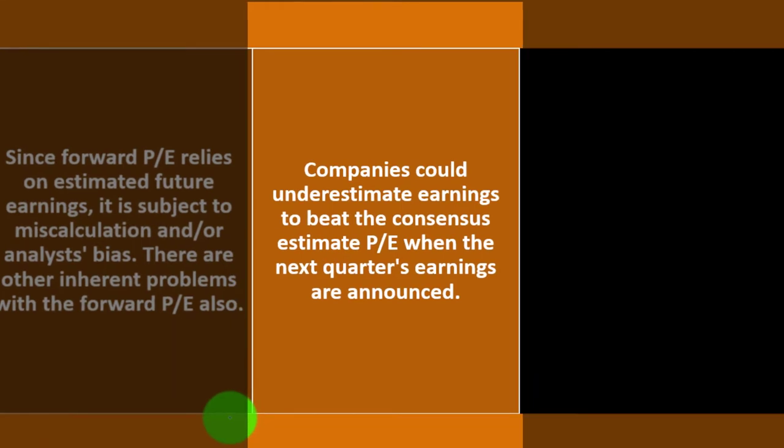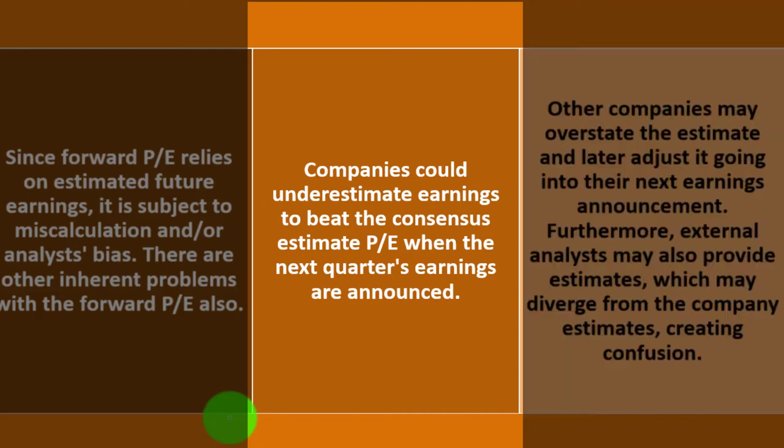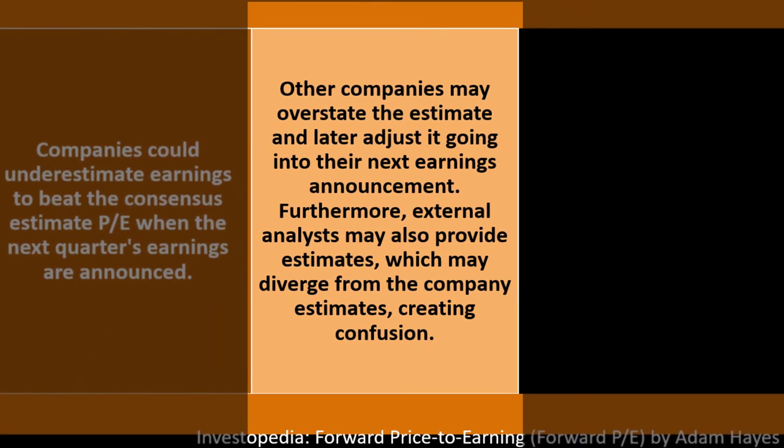Companies could underestimate earnings to beat the consensus estimated PE when the next quarter's earnings are announced. Other companies may overestimate the estimate and later adjust it going into their next earnings announcement. Furthermore, external analysts may also provide estimates which may diverge from the company estimates, creating confusion.